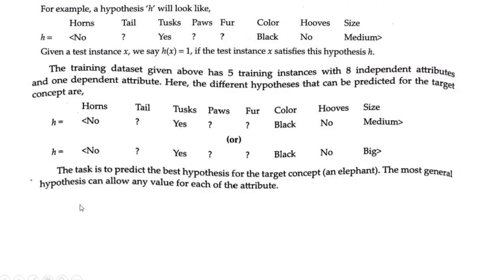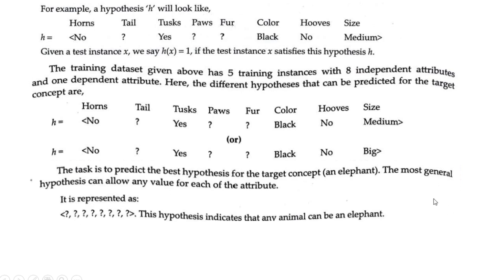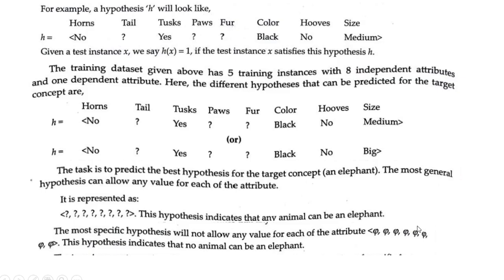So the most general hypothesis can allow any value for each of the attributes. So you should write the best hypothesis. The best hypothesis is one which is the most general one. Okay, so the most general hypothesis means all the values will be question mark. That means it can take any value. So if I say all the attributes as question mark, that means this hypothesis indicates that any animal can be an elephant. If I write a hypothesis like this, where I am saying all the 8 attributes as question mark, it means that any animal can be an elephant.